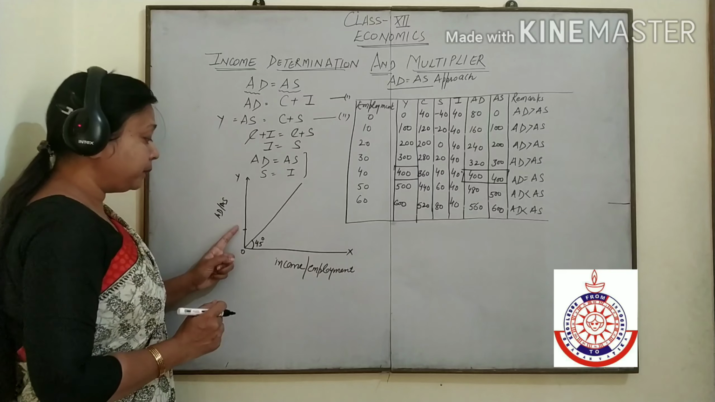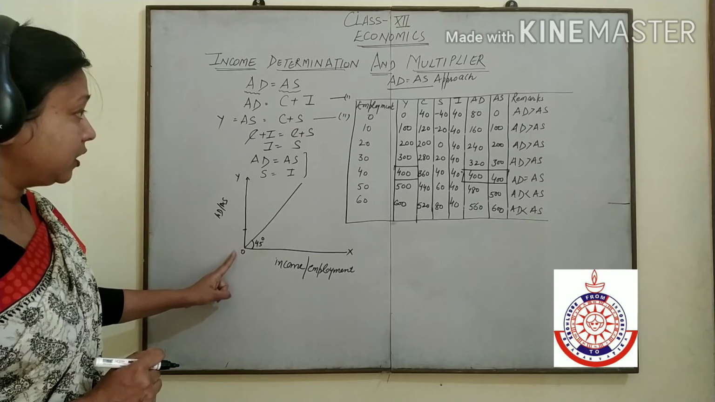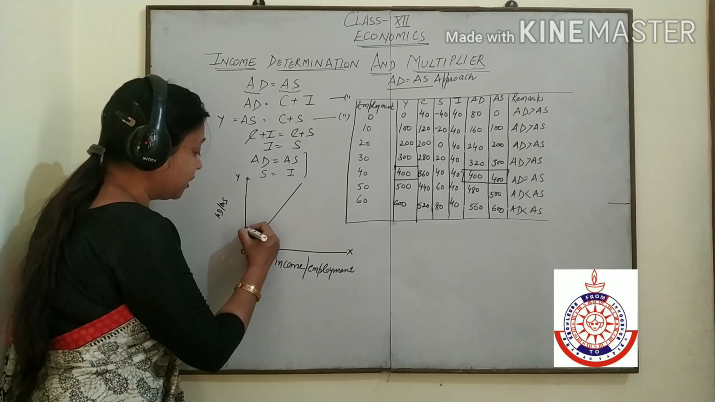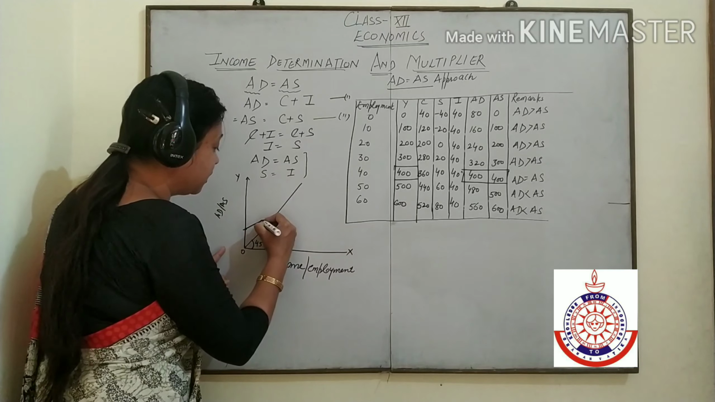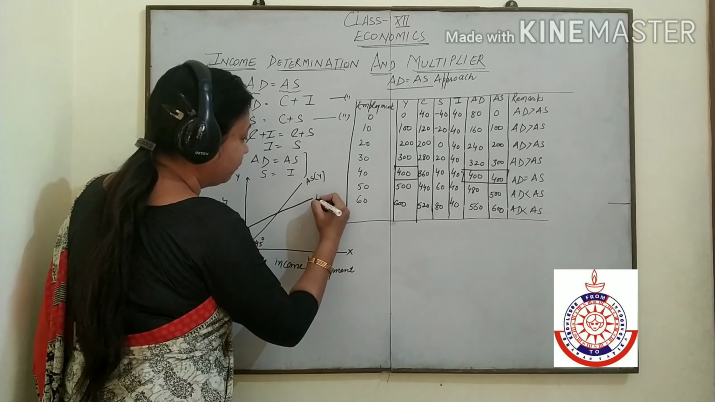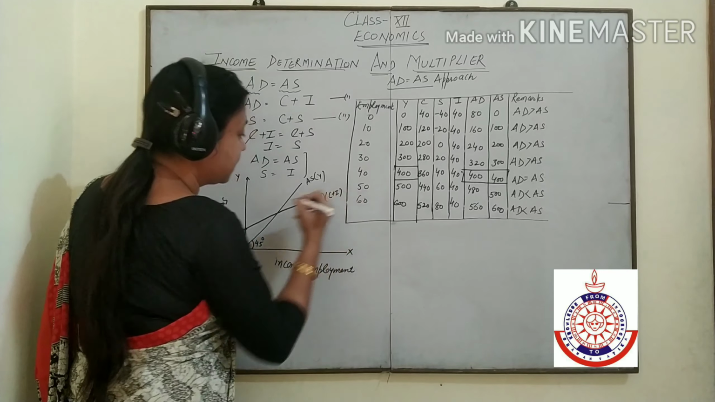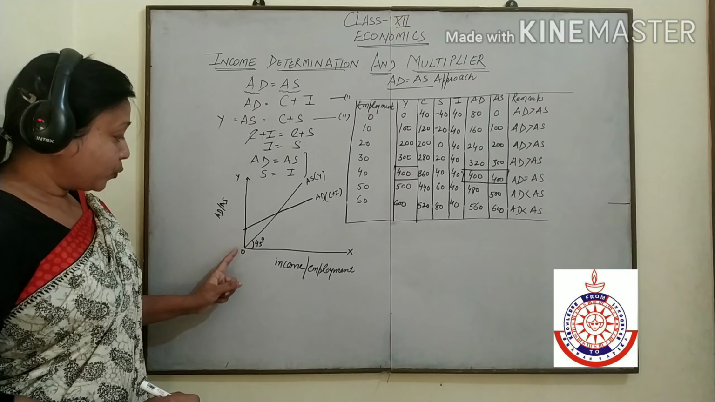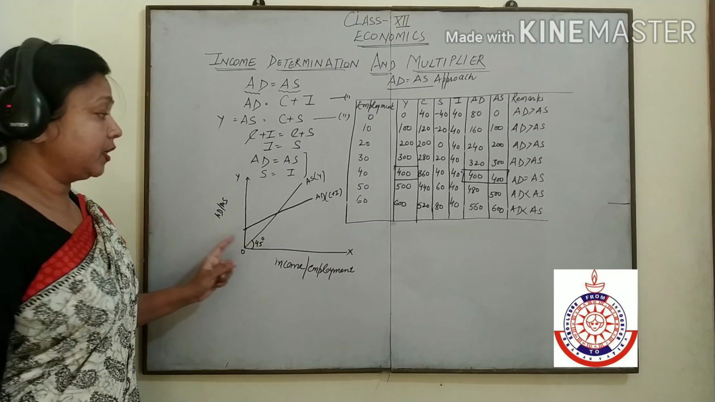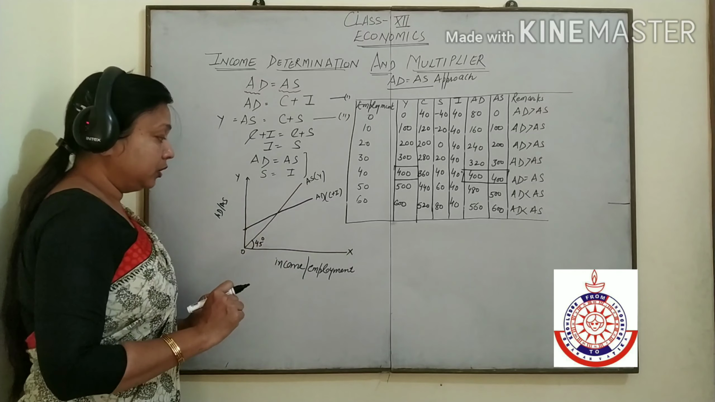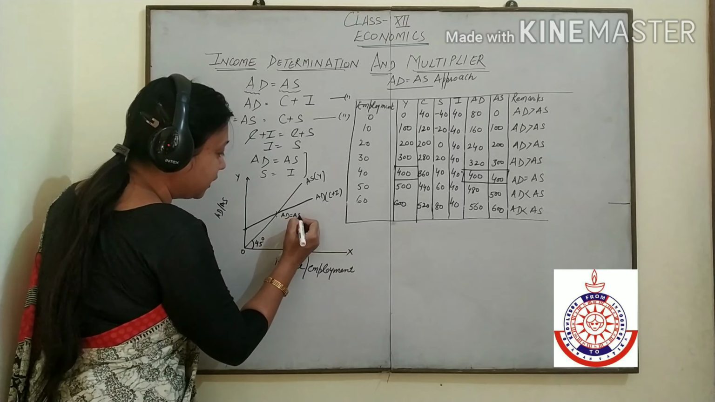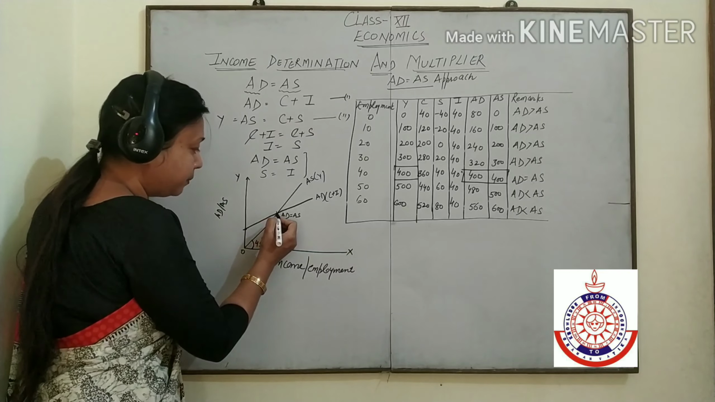This is the intercept, which does not depend on our income. After this point, as the income is increased, consumption is also increased in constant proportion. This is aggregate supply. This is aggregate demand, C plus I. After this point, whenever the income is increased, aggregate demand is increased at a constant rate, because consumption is increased at a constant rate. Now this is the equilibrium.